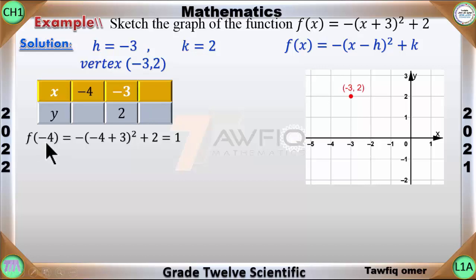f of minus 4 equals (minus 4 plus 3) squared plus 2. Minus 4 plus 3 is minus 1. Minus 1 squared is 1. Then 1 plus 2 is 3. Minus 2: f of minus 2 is (minus 2 plus 3) squared plus 2. Minus 2 plus 3 is 1. 1 squared is 1. 1 plus 2 is 3.